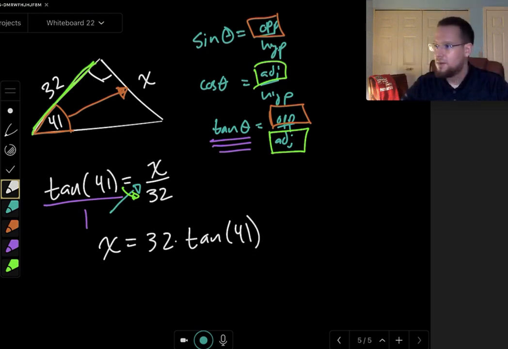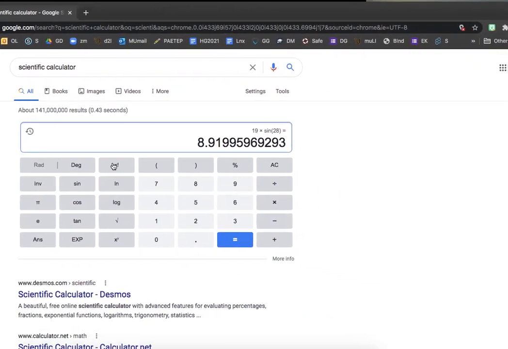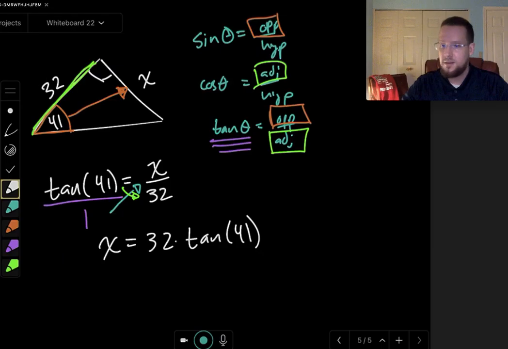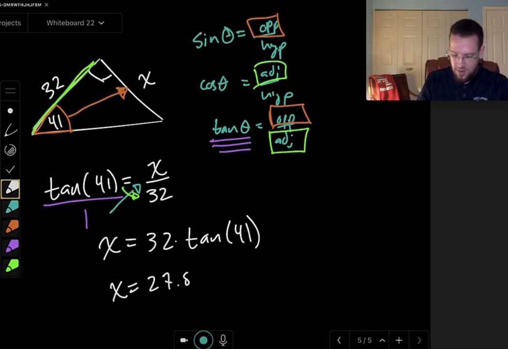Okay, so good thing I got rid of that. No, I didn't. Here it is. So let's bring the calculator back up. Okay, so make sure you're in degrees. Make sure you are in degrees. So this is 32 times the tangent of 41. Enter. 27.82. Let's do that. X is equal to 27.82.